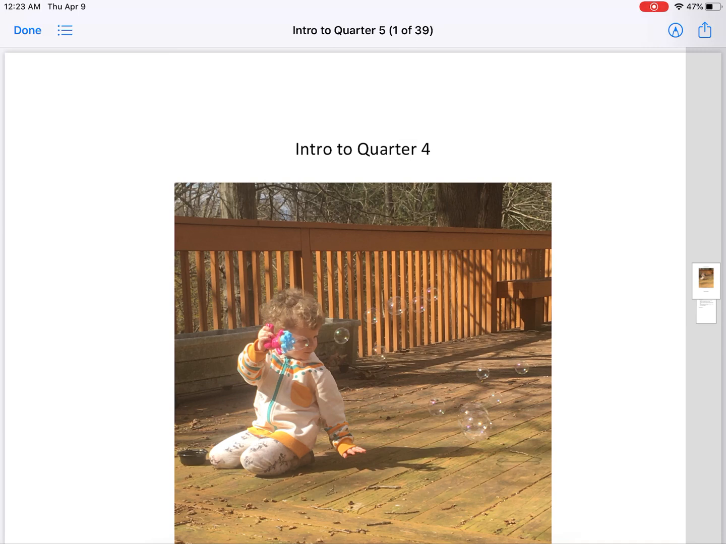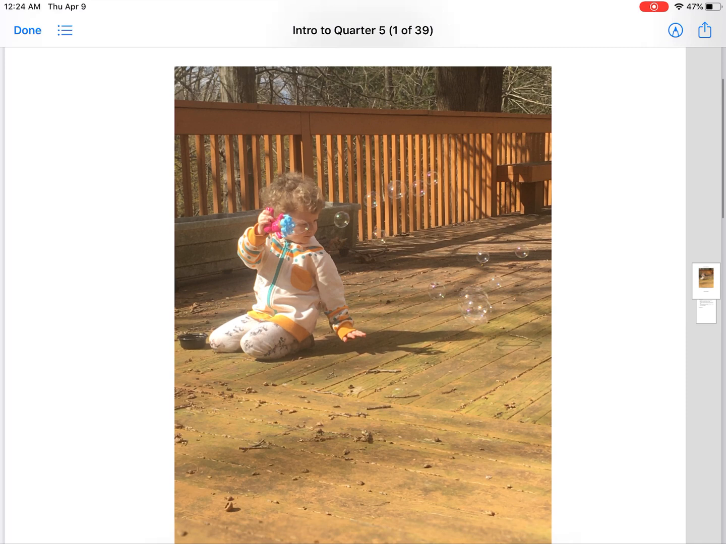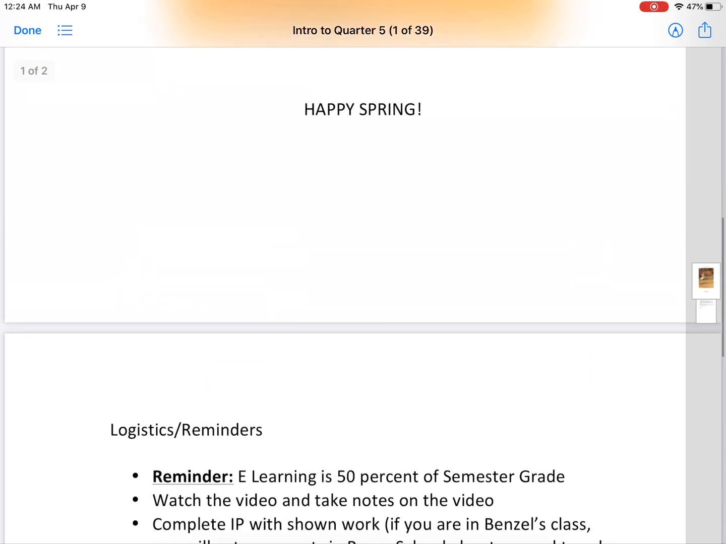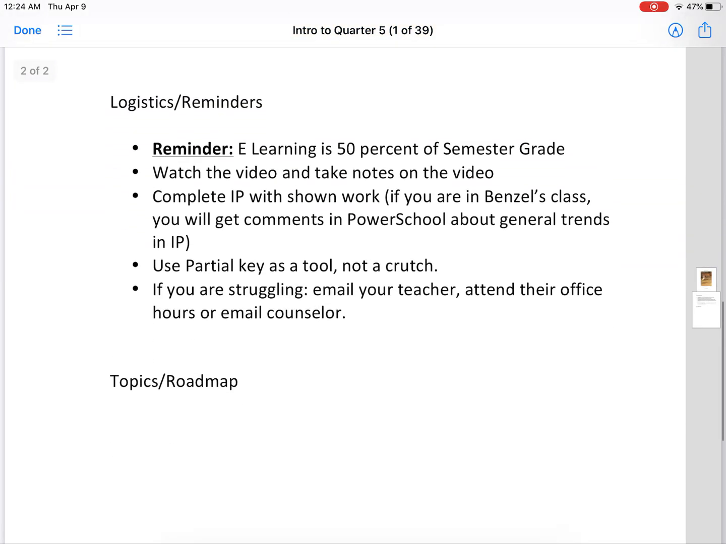I hope everybody is healthy and trying to find some sort of enjoyment and relaxation in this time of quarantine. Here's a nice picture of Alice enjoying the springtime, blowing bubbles. She's still able to go out into a backyard and enjoy the weather on those better weather days. So I wish everybody happy spring.